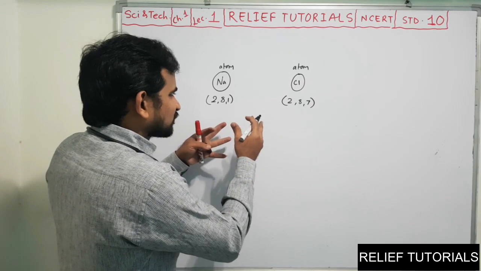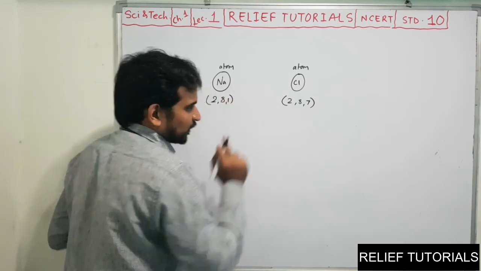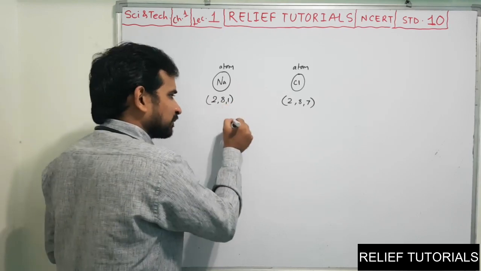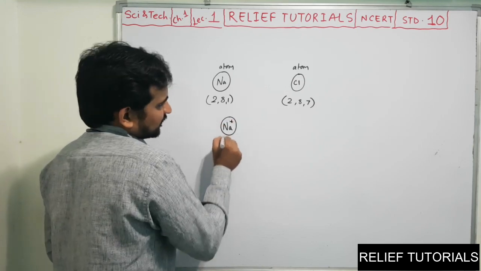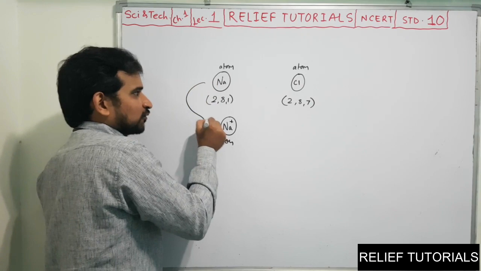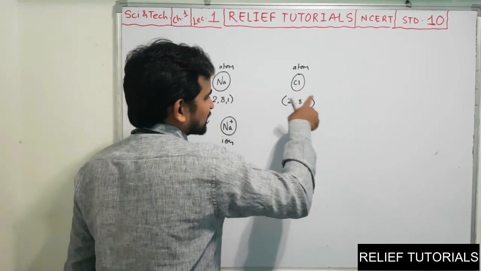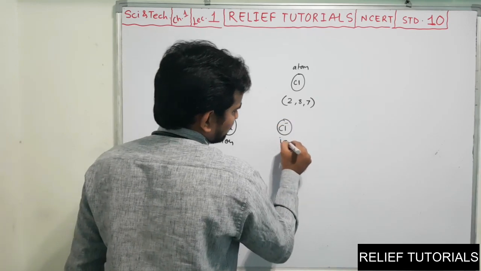So when you provide this, what happens? One electron will be transferred from sodium to chlorine. When it transfers this one electron, it forms Na plus. This is now an ion. So the atom turns to an ion. That is the first step and second step. Now what happened to chlorine when it gains one electron? Now it forms Cl minus ion.